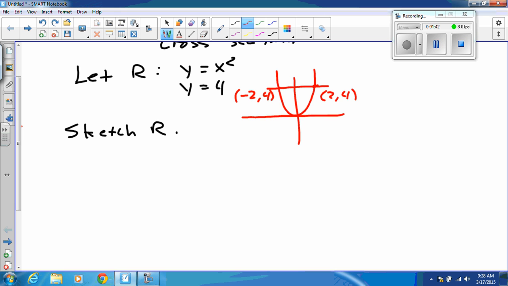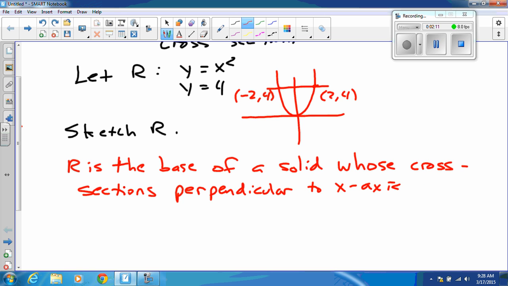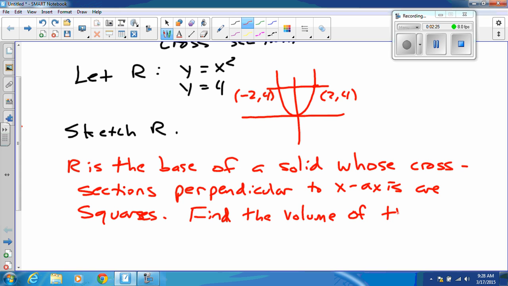Now we're going to specify a solid like this. R is the base of a solid whose cross sections perpendicular to the x-axis are squares. Find the volume of this solid.